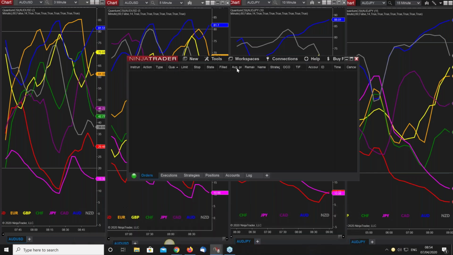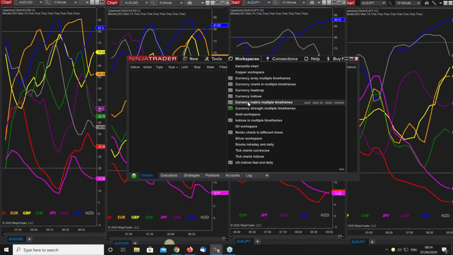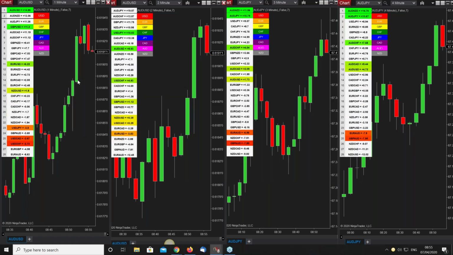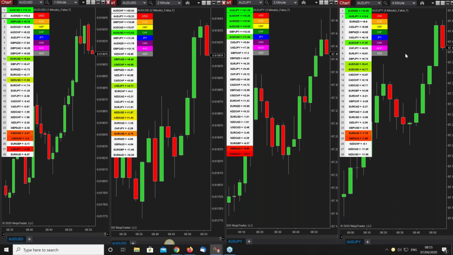Then you move to the currency matrix, which is the second one. What the matrix does, I've got these two running on Aussie dollar, and I've got these two running on Aussie yen, for no particular reason other than those being the charts I chose. You can put this on any particular chart.